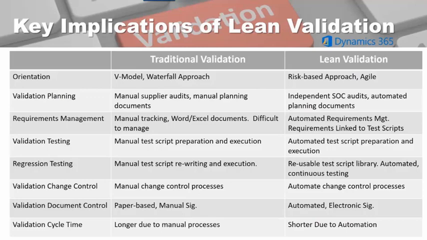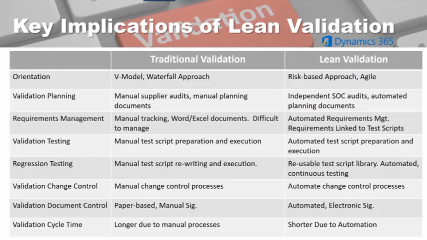In the validation planning stage, you have manual supplier audits where you're actually going on site sometimes conducting a supplier audit, costing time and money, and manual planning documents. In lean validation, we're capturing the independent service organization control reports, or SOC reports, and we're automating the process of developing our planning documents.